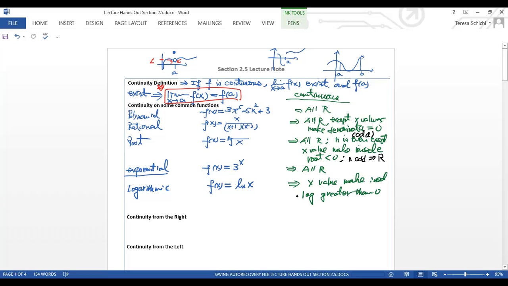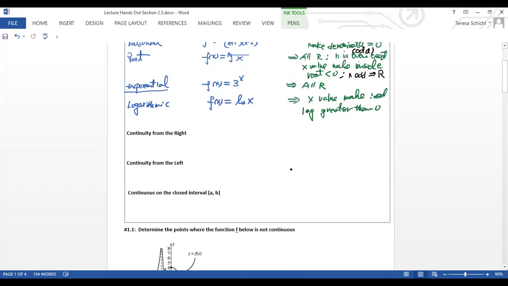So the first thing you need to look at is where the function's domain is defined. If anything is outside the domain, then of course I cannot talk about continuity there, right? Now we have limits from the right and limits from the left, and the same thing applies to continuity.